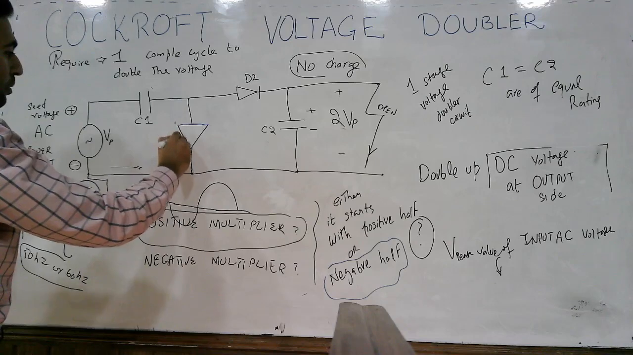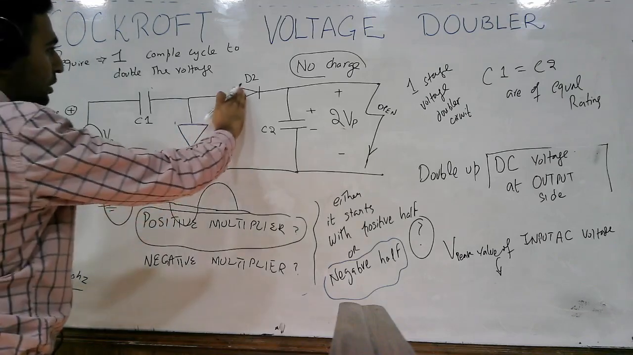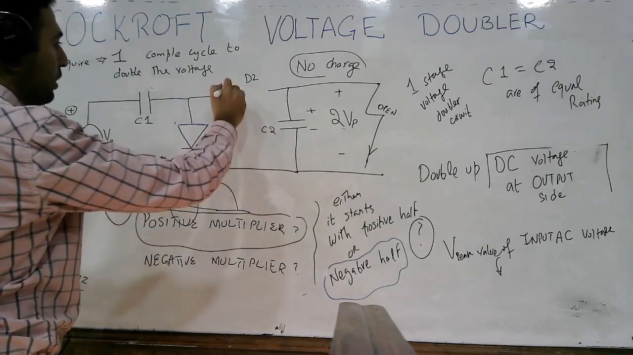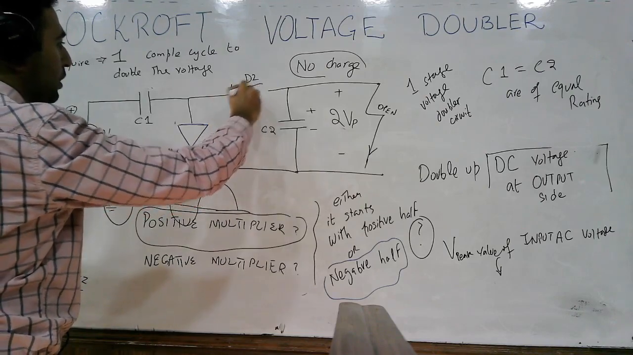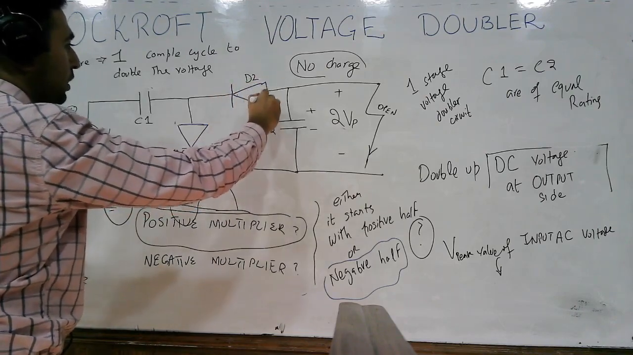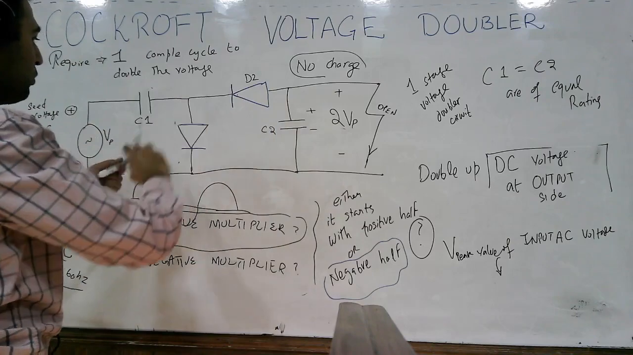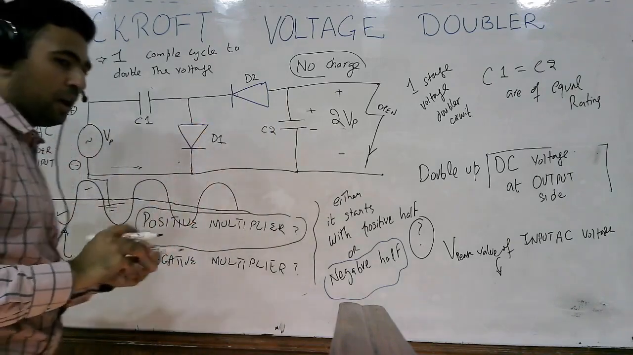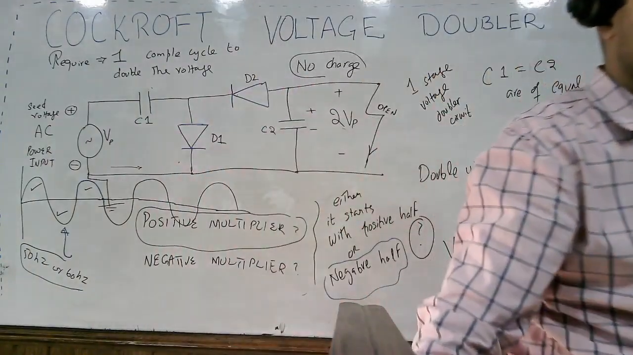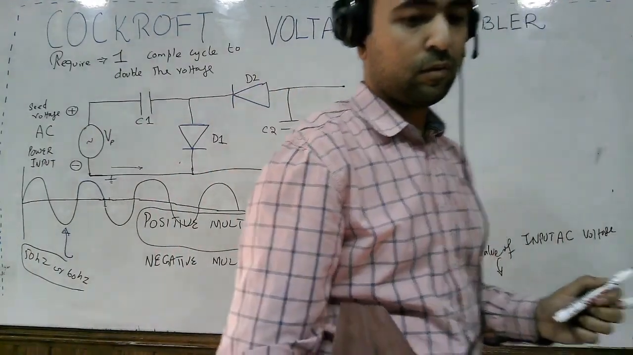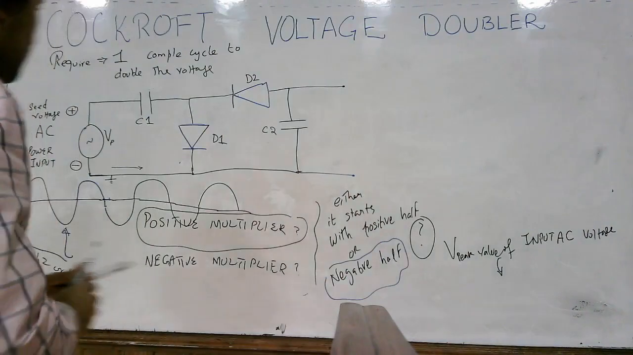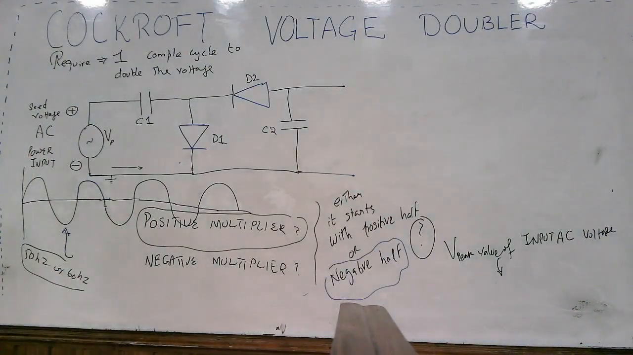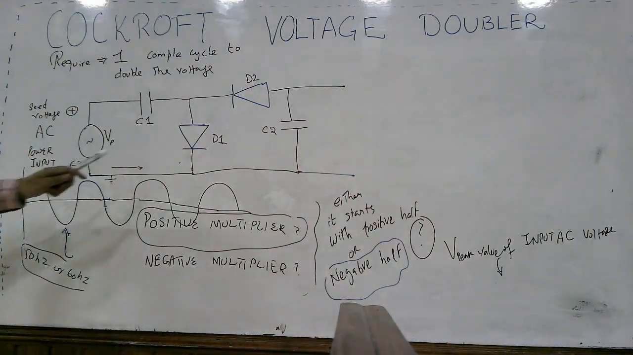Now we will see what happens, also reversing this diode in this direction. So here we have D2 and the diode D1. Now let's see what happens now to the circuit. So here we go. Here we have just reversed these diodes.